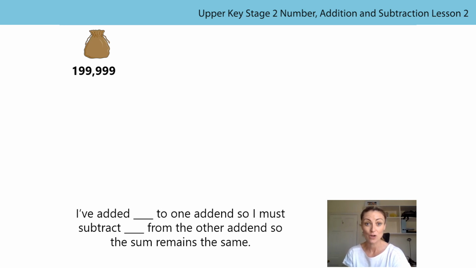Have a look at that number. It's got lots of 9s in it. Should we have a go at reading it together? Ready? 199,999. Well done. Now, this is the number of sweets that a shop has sold in the first part of a year.